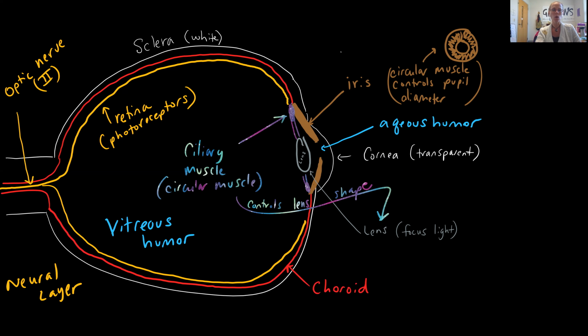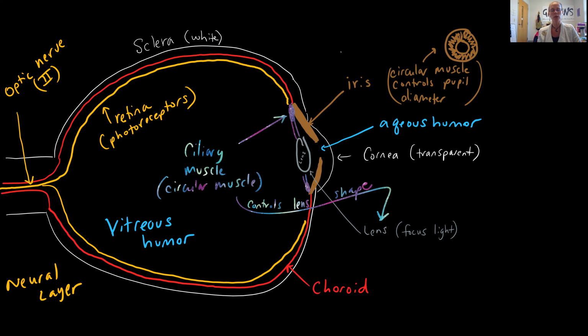Now, holding the retina in place, keeping it at the back of the eyeball, and giving the structure to that whole eyeball itself is the vitreous humor. So the vitreous humor is much more viscous. Viscous here means very thick. And so again, one of its key jobs is keeping that retina in place.